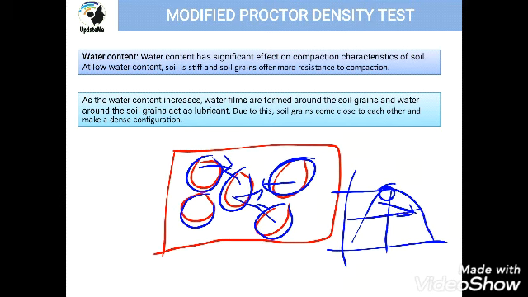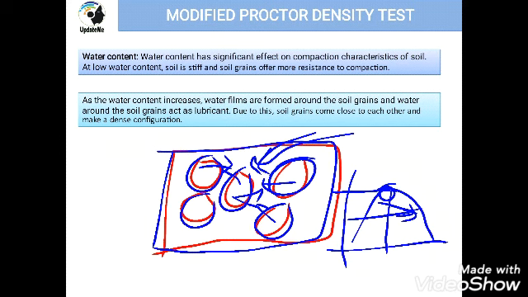And why will this density reduce? Because if we increase the water by 10%, 12% or 15% more, the water will replace the soil particles, because the volume is fixed and now we are increasing the water content, so the water will come in place of the soil particles. That's why the weight will be reduced. If the weight is reduced, then the density will be reduced.